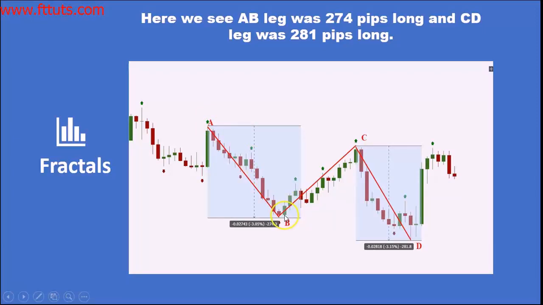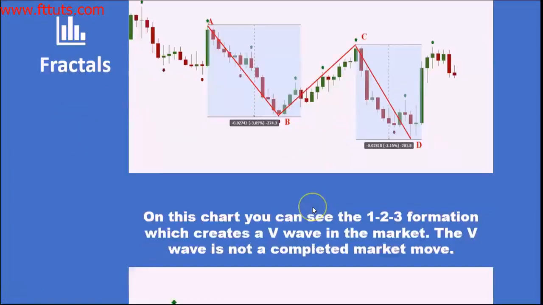A, B equals C, D. So from C to D, this is 281, and from A to B, this is 274. Pretty much the same. And then you also count your time analysis in there.